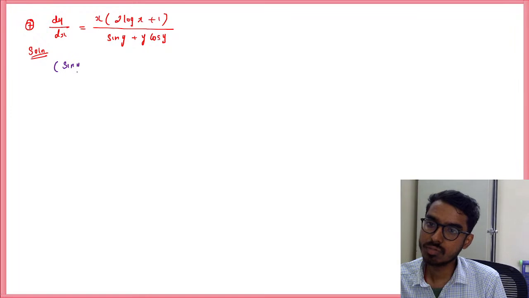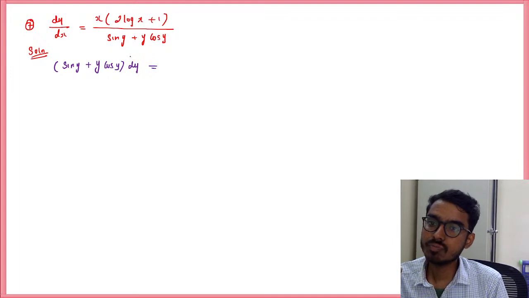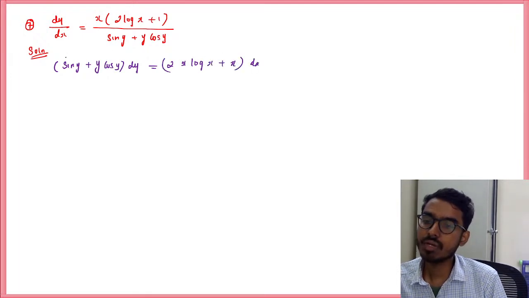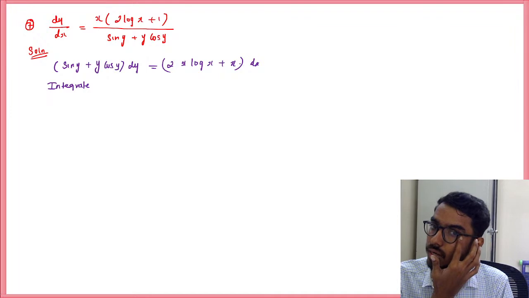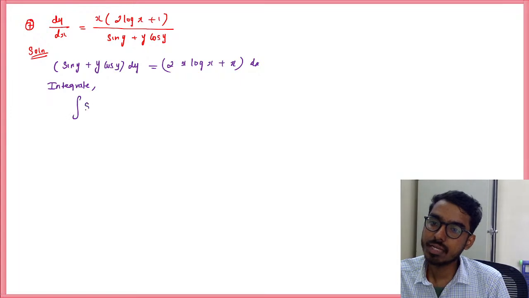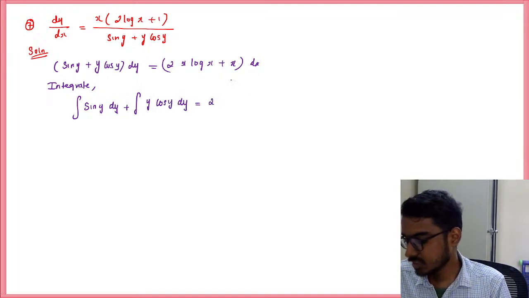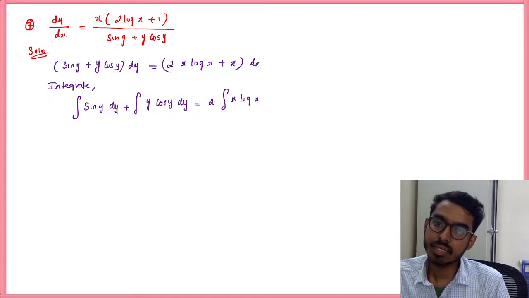So we have sin y plus y cos y dy is equal to 2 into x log x plus x dx, right? Now integrate this. You can see we have reduced it, variables are separated here: x and dx, y and dy. Integrate this. Integration of sin y dy, integration of y into cos y dy. So 2 is constant here. Integration of x into log x, integration of x dx.